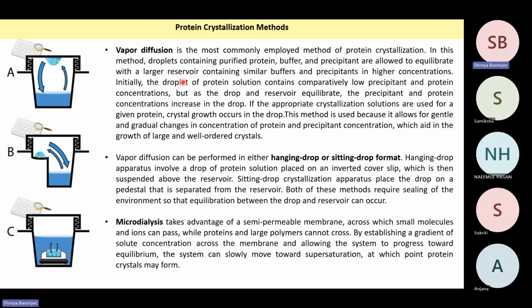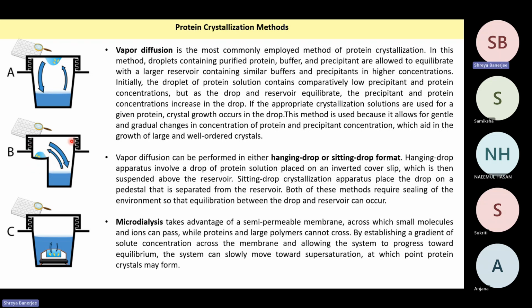And the advantage is that because the equilibrium is a very slow process, it allows for gentle and gradual changes in concentration of protein and precipitant. So that helps in formation of large and well ordered crystals. This kind of vapor diffusion can be done in two ways. One is the hanging drop, which is the one shown here, or another is the sitting drop format. Sitting drop is a similar concept, but instead of hanging from the top, the drop is forming at the side.